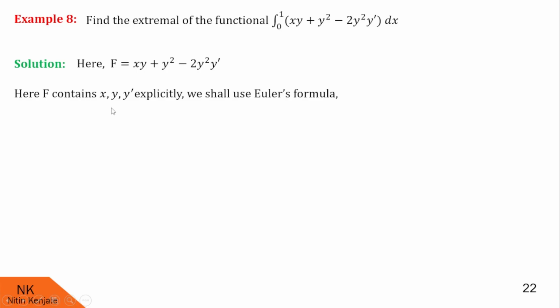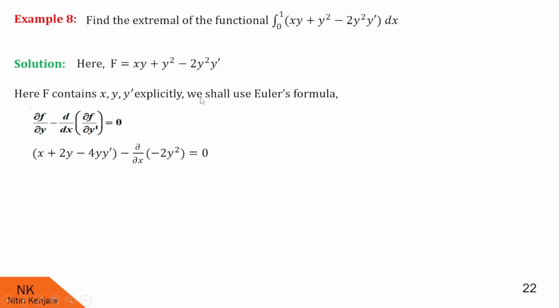Since this f consists of x, y and y dash explicitly, we shall use Euler's formula given by this equation: ∂f/∂y minus d/dx of ∂f/∂y dash is equal to 0. Let us calculate ∂f/∂y keeping y dash and x constant. So the derivative of xy with respect to y is just x. Derivative of y square is 2y. Derivative of 2y square y dash will become 2y dash as it is. Y square's derivative is 2y. So this is going to be 4y y dash like this.